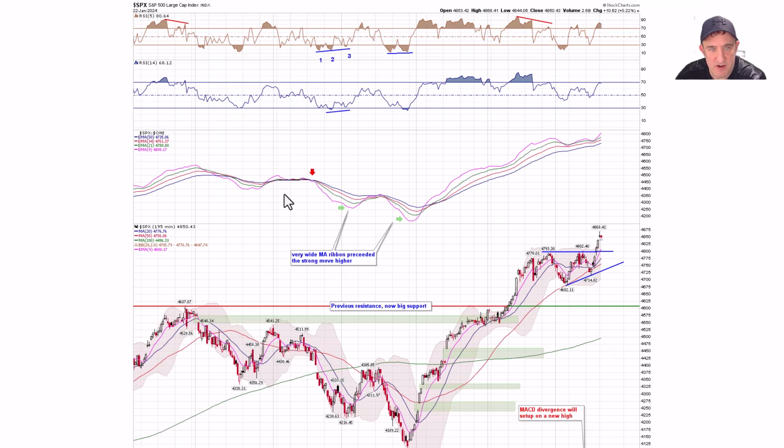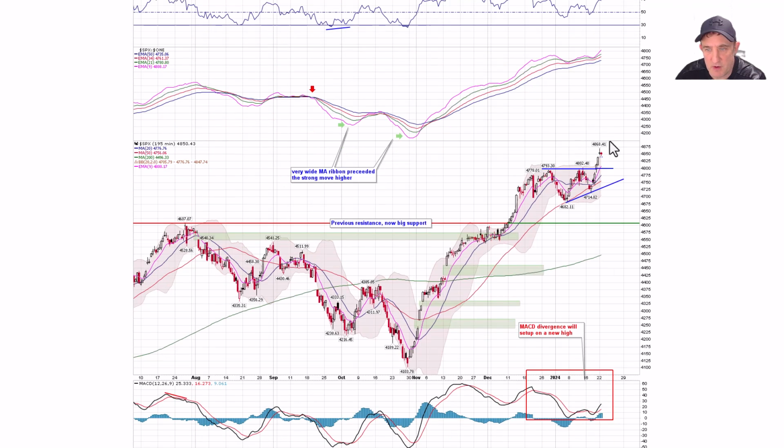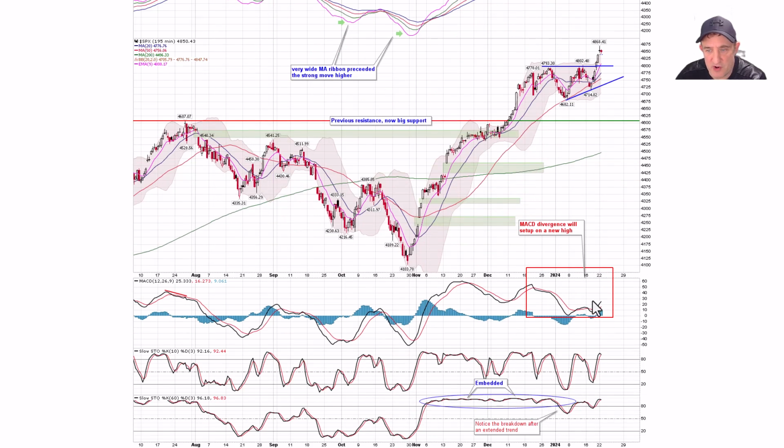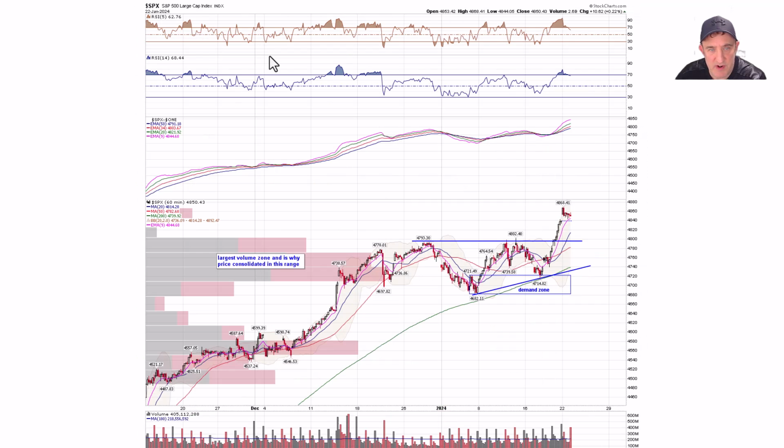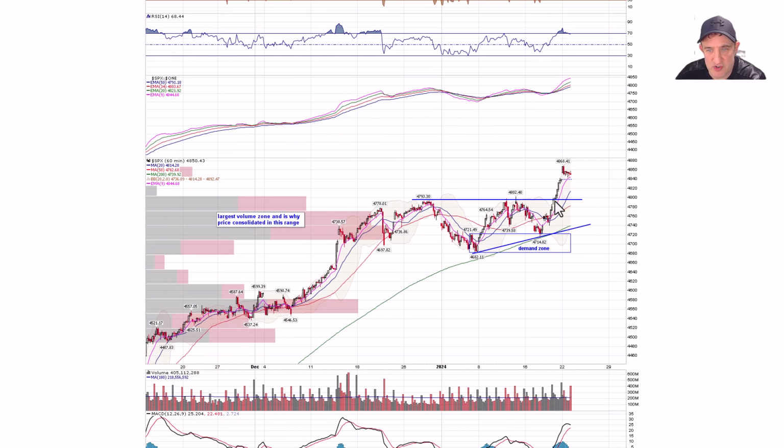Chart 17, here's a half day chart. We broke out of that little ascending triangle. Nice move. We are setting up divergence here. Chart 18, here's a 60-minute chart. Just shows you that same ascending triangle. Also bounced off that demand zone.